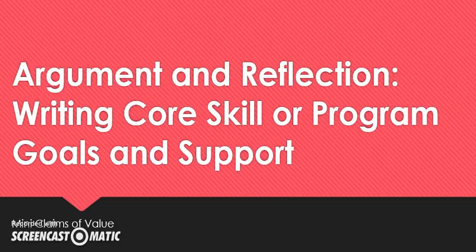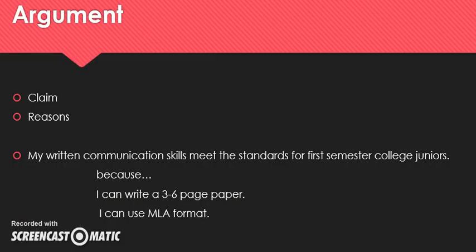Good afternoon, class. I'm going to try to explain what we're doing with these core skill reflections and program reflections. First of all, they are basically arguments. You are writing little mini arguments for each one of the core skills and the program outcomes. So anyway, think about it like an argument. Okay, so what is an argument?